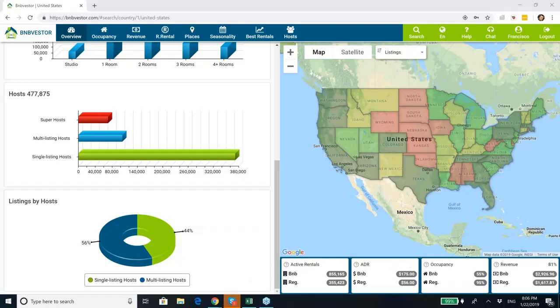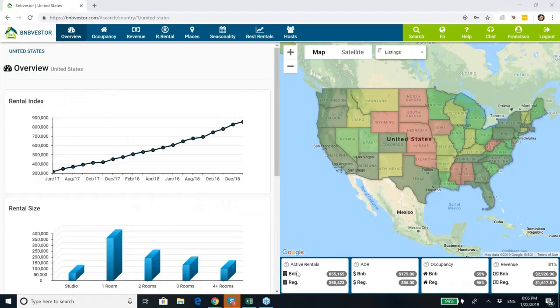Now, let me explain what the bottom part here means, which is very important for what we do. First, when it says active rentals over here, BNB is referring to Airbnb rentals. Currently, there are 855,000 Airbnb rentals in the whole United States. Regular are the regular rentals that we use to make the comparison. Regular rentals are rentals that are put in the multi-listing in order for someone to live there, not in a short way that is meant to be like Airbnb.